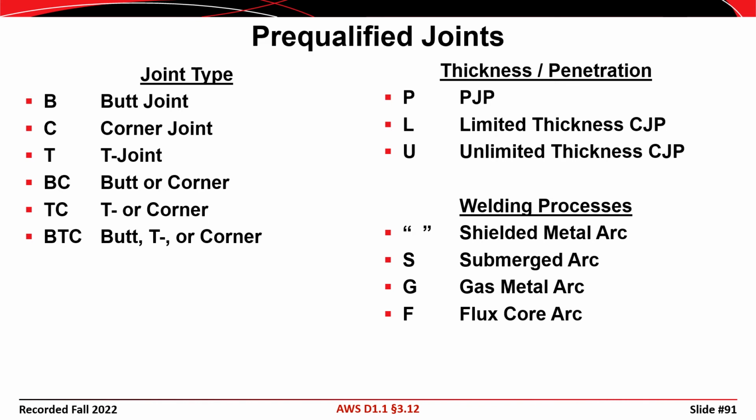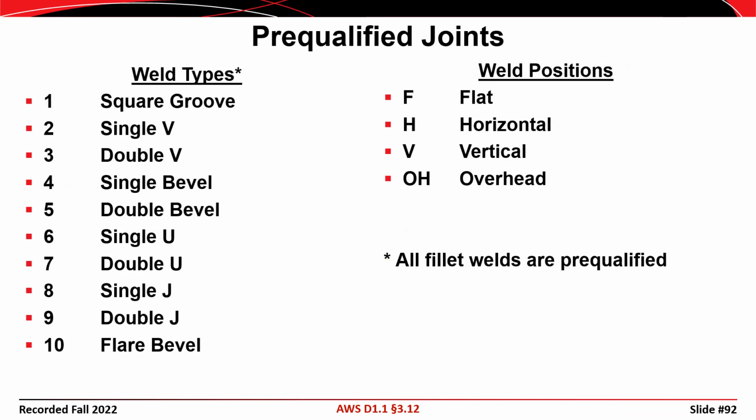And then you have the welding process that's also specified. So if there's nothing there, if it's blank, it means shielded metal arc welding. If it's an S, it means submerged, G for gas, and F for flux core. Okay, the number represents the weld type that it's qualified for. So a 4 would mean a single bevel weld, a 7 would mean a double U, and then you have the welding positions, flat, horizontal, vertical, or overhead. And then, as I mentioned a couple of slides ago, all fillet welds are automatically pre-qualified.